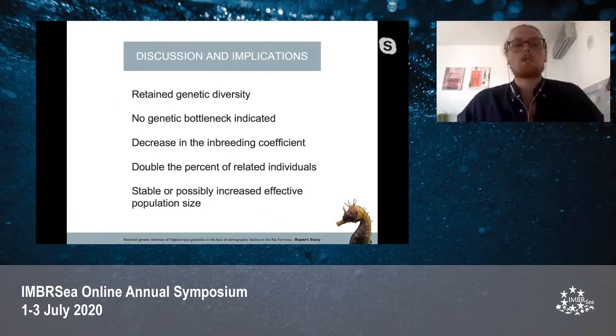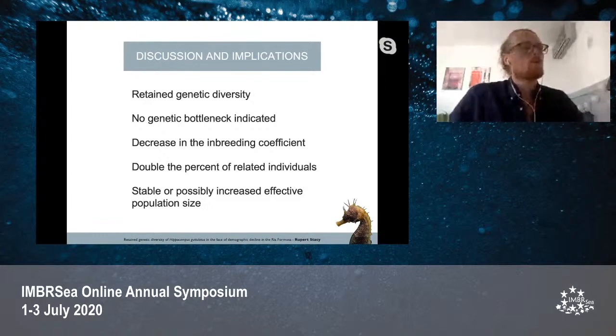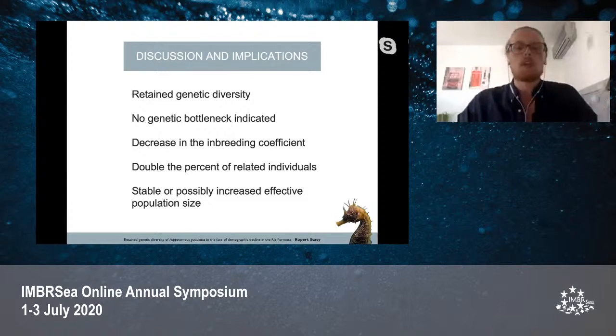So what does this all mean? Well, as we've seen, the decline in 2008 did not lead to a situation where the population in the Ria Formosa had lost genetic diversity, nor had it caused a genetic bottleneck. And why, you might ask? Well, it's possible that the 94% decline may not have been as big as the 94% may lead you to believe. It's possible that the decline may have brought the population down to numbers comparable with other populations.